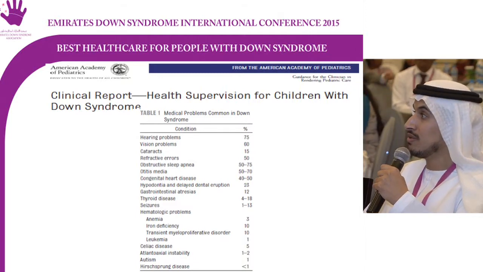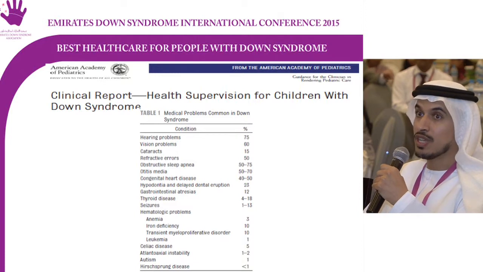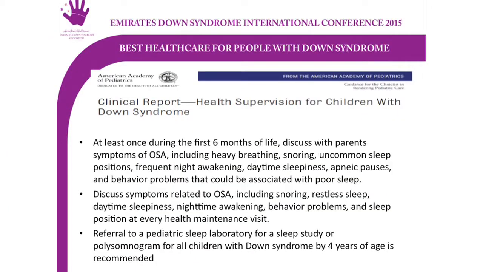This is something that we really need to monitor, and we need to ask our patients when they come to our clinic. So what do they say? I copied and pasted from the guidelines. At least once during the first 6 months of life, discuss with parents symptoms of obstructive sleep apnea, including heavy breathing, snoring, uncommon sleep position, frequent night awakening, daytime sleepiness, apneic pauses, and behavior problems that could be associated with poor sleep. Discuss symptoms related to obstructive sleep apnea, including snoring, restless sleep, daytime sleepiness, nighttime awakening, behavior problems, and sleep position at every health maintenance visit.